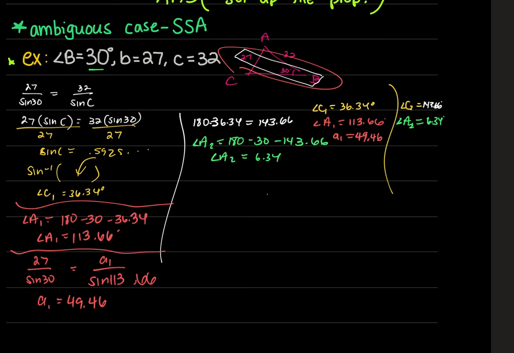Last thing I have to find from my second triangle is side A2. Again, using the B's, 27 over the sine of 30 would equal A2 over the sine of angle A2, which was 6.34. Cross multiply. And side A2 is 5.96.